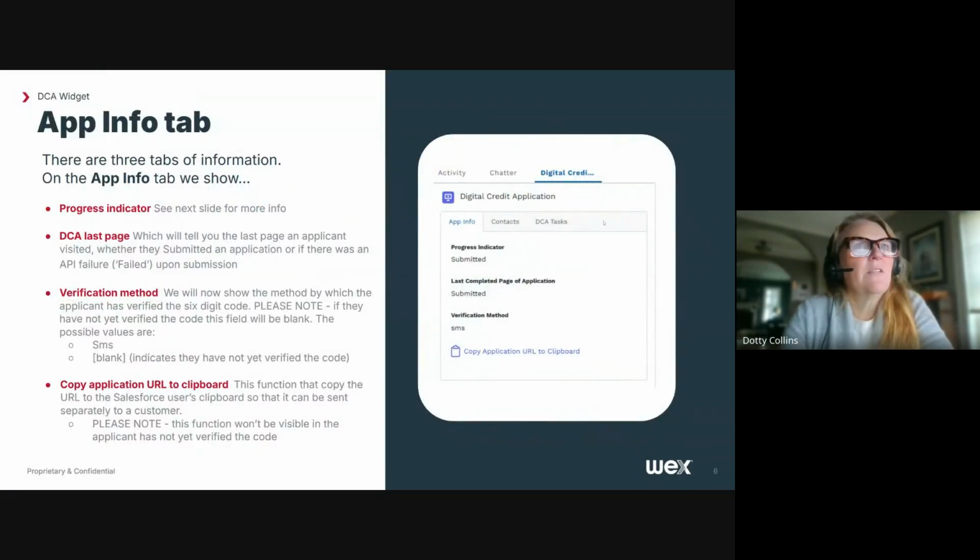So this is the widget. Every application will have this. You will see a progress indicator. If it's been submitted, you'll see that it's submitted. If it's not, it'll be pended. You'll also be able to see the last page of the application. If the customer got stuck on the financial tab, it would say financial tab. And you'd ask, why is that customer not able to move through the financial tab? That could be a quick phone call, like, oh, I didn't have my tax ID, or whatever it is. So there's a reason why they stopped.